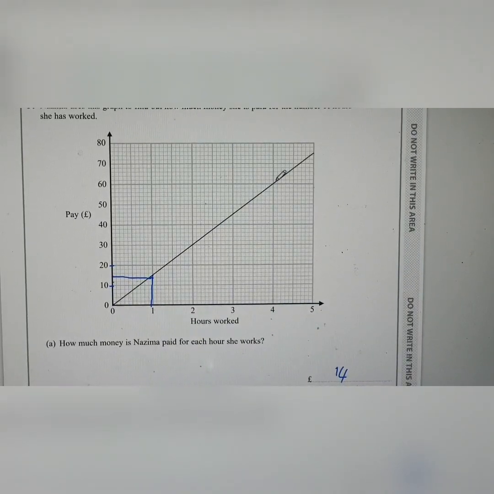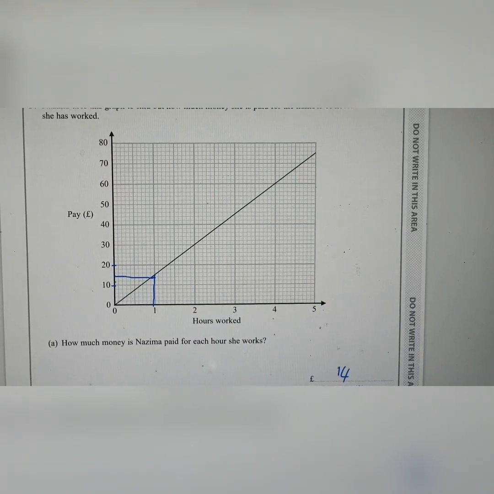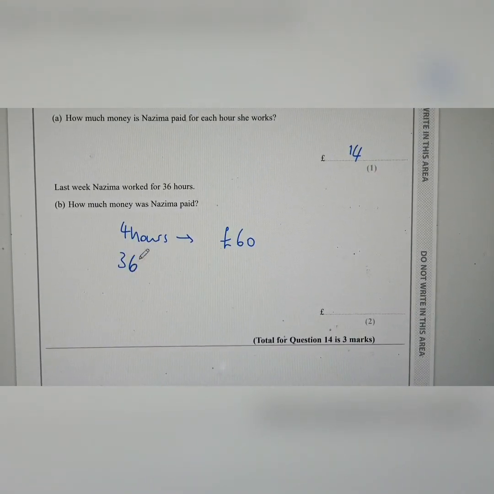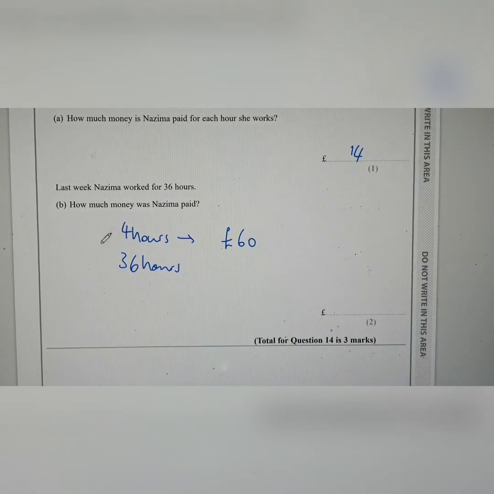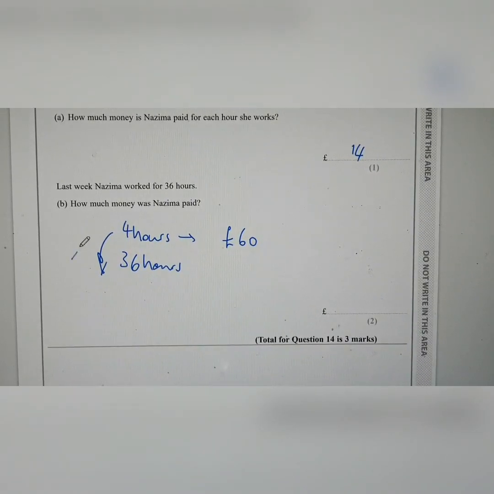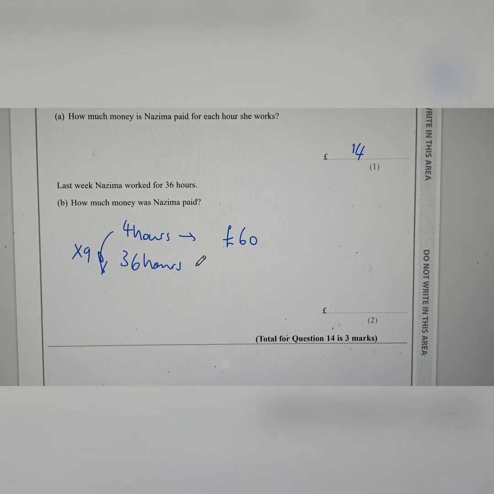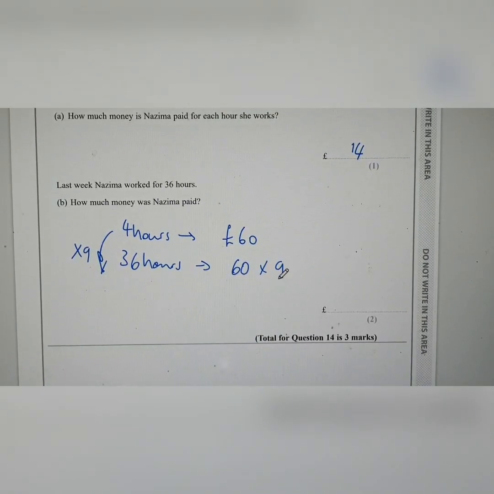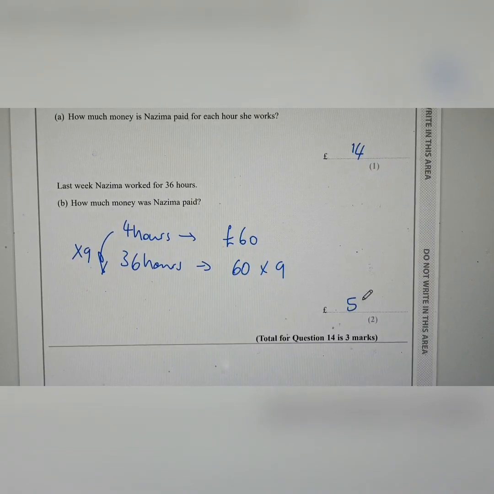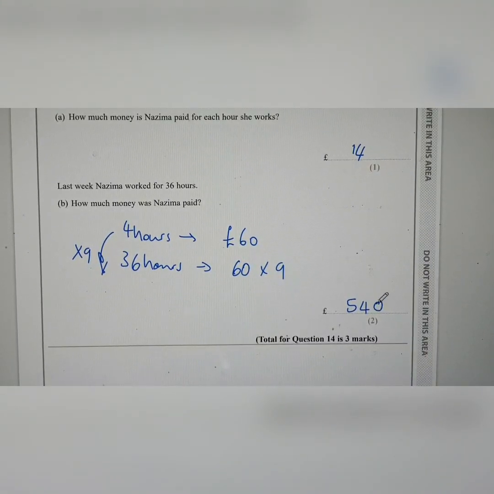So if she worked 4 hours, she would get £60. So I'm going to write that down here as your starting point. So 4 hours, according to the graph, equates to £60. So 36 hours, from 4 to 36, you are multiplying by 9. So you would type 60 times 9 in your calculator, which is £540.